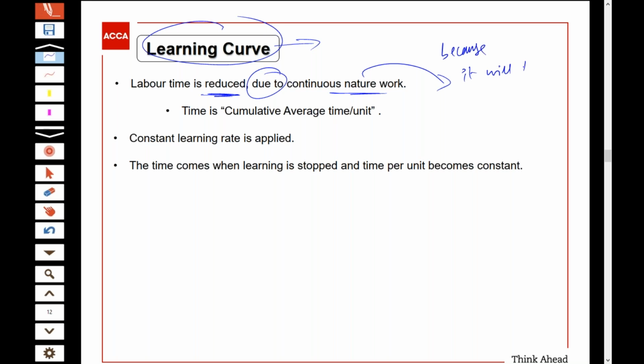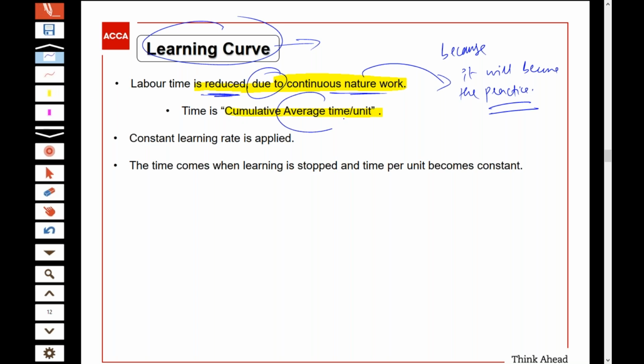Because it will become a practice. Practice makes a man perfect. This is a very common saying. When you are used to some work, you will become a champion, and your time is reduced due to the continuous nature of work. The time is the accumulated average time.